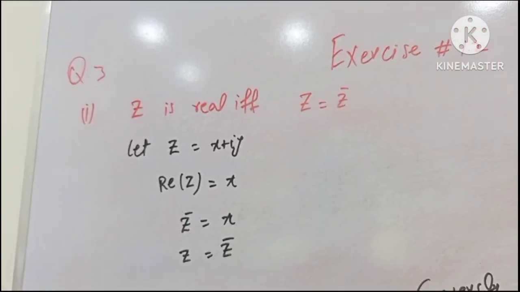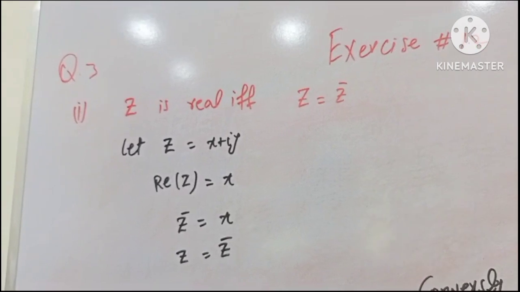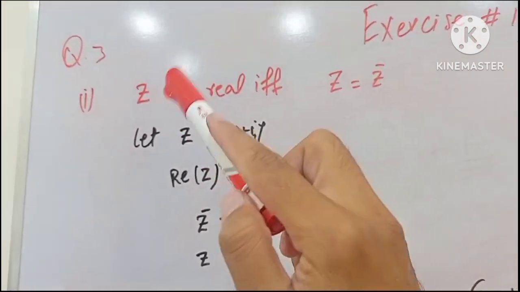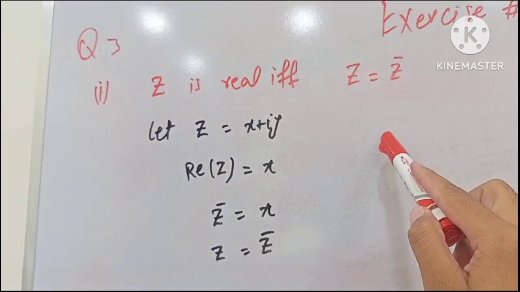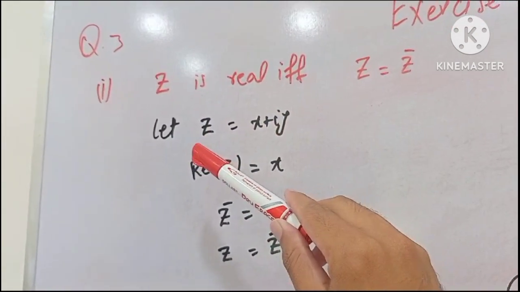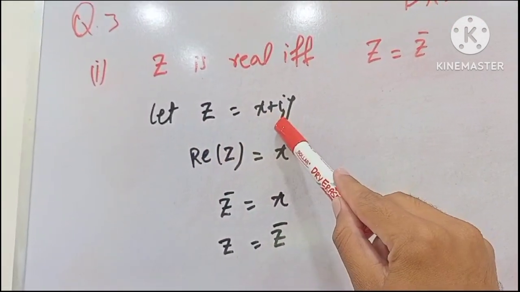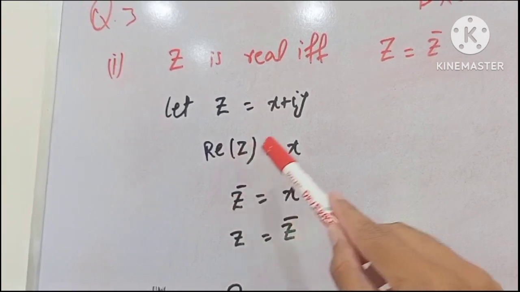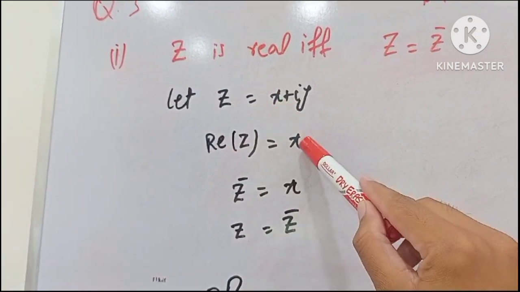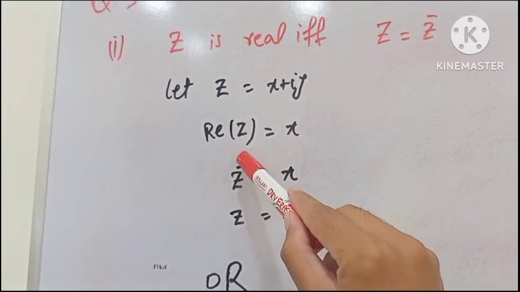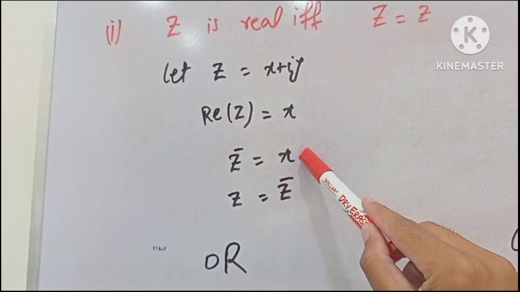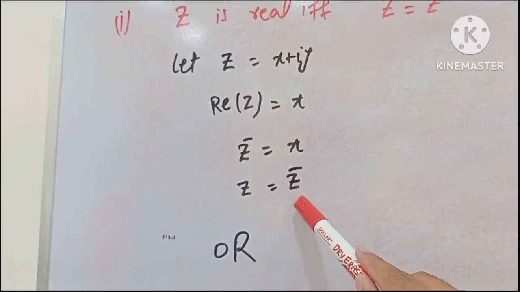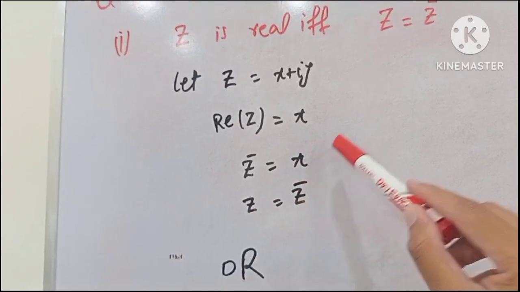Prove that for z belongs to complex numbers. Question number 3. z is real if and only if z is equal to z bar, z conjugate. Let z is equal to x plus iota y. Real z is equal to x, as real part is x, conjugate z bar is x, and z is equal to z bar. We can prove in another way.